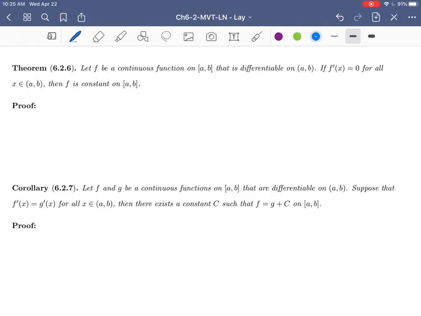In this video, we're going to take a look at another handful of theorems related to derivatives. So let's jump right in.